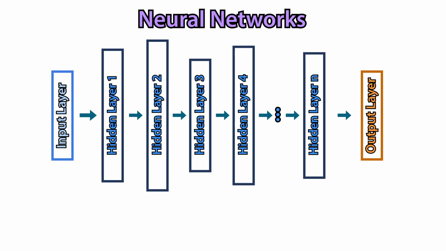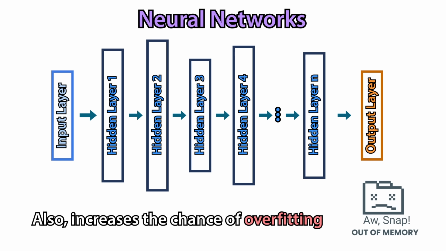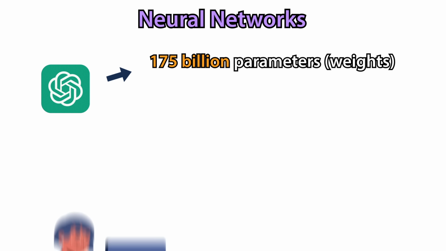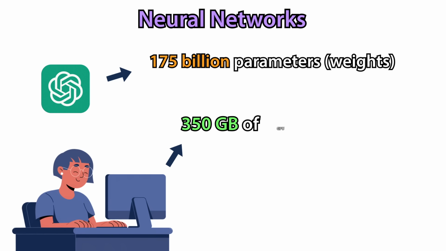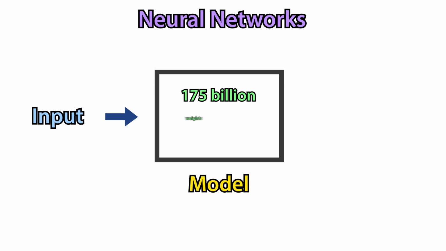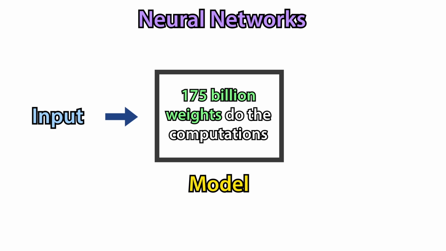The problem with adding many hidden layers is that it often quickly fills the memory of the computer. Additionally, complex models are more prone to overfitting. For example, different sources mention that GPT-3 has 175 billion parameters. To use the model, you need 350 gigabytes of GPU memory, and for training, you will need much more. This means after the input is fed into the model, 175 billion numbers interact with it to produce an output.